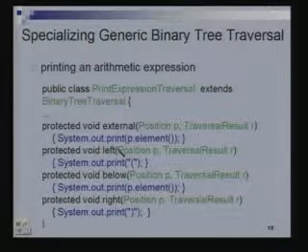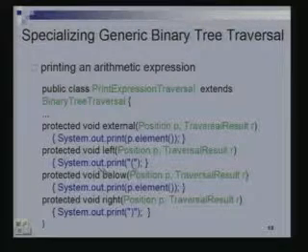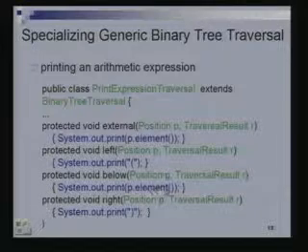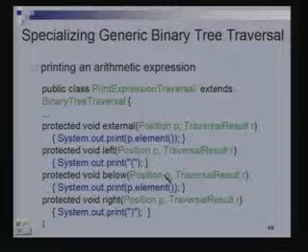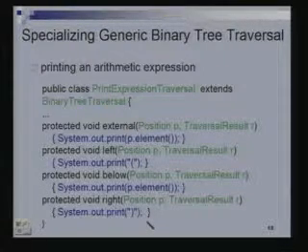When we touch a node from the left, we said we just print out a left bracket. When we touch a node from below, whatever is the operator in there, we just print that out, and that is exactly what we are doing. And when we touch it from the right, we just print out a right bracket.